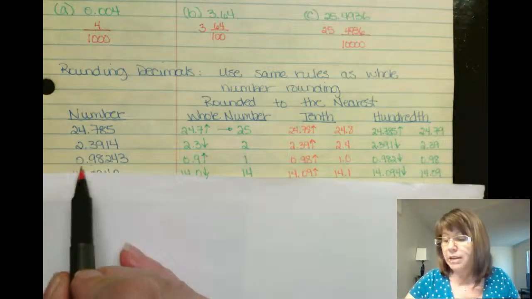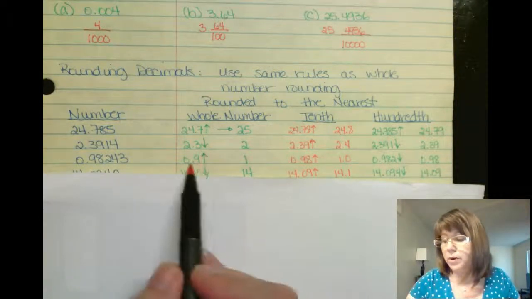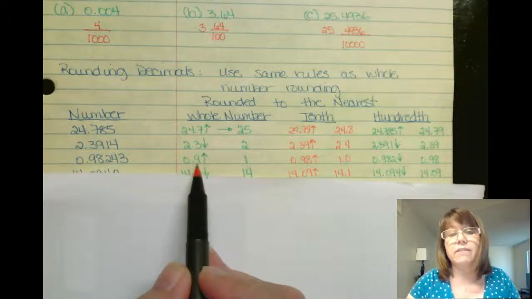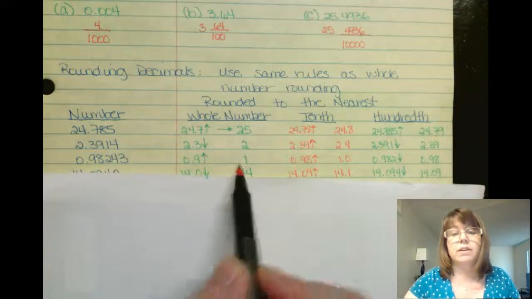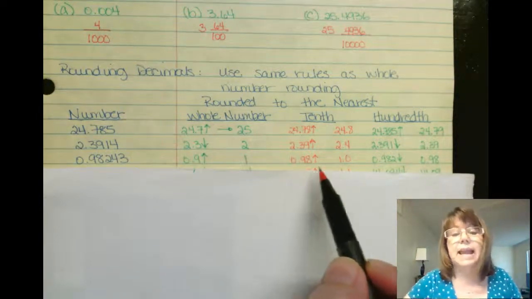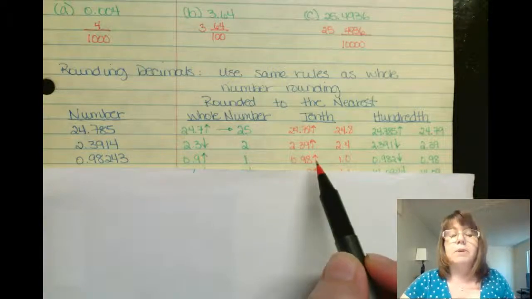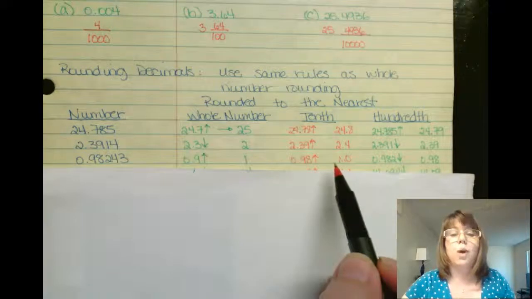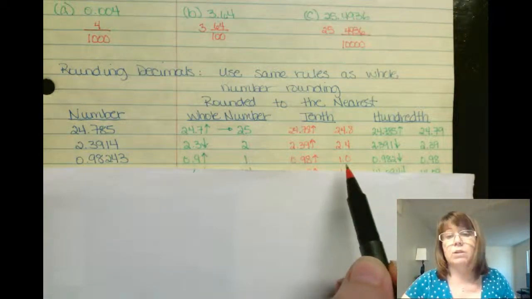What about 0.98243? Well, for the whole number, I just look at the first number to the right of the decimal. That's the 9. 9 is greater than 5. I round up. Therefore, the rounded number is 1. For the 10th, I look at 0.98. 8 is greater than 5. Therefore, I round up. But by rounding up, I add 1 to 9, and therefore it carries over to 1.0. Not just 1, but 1.0.